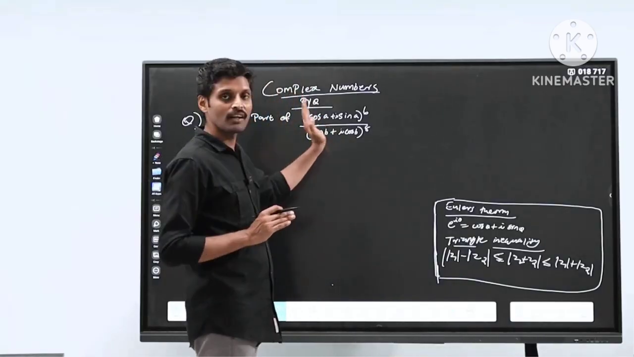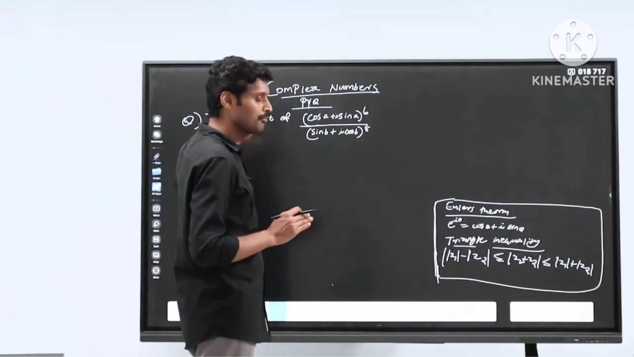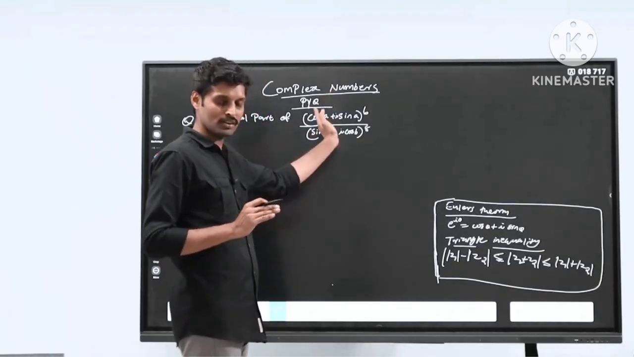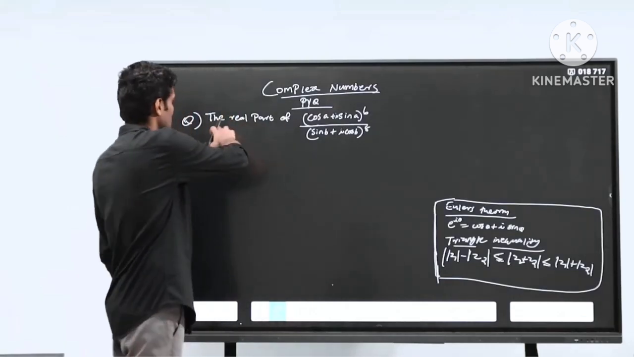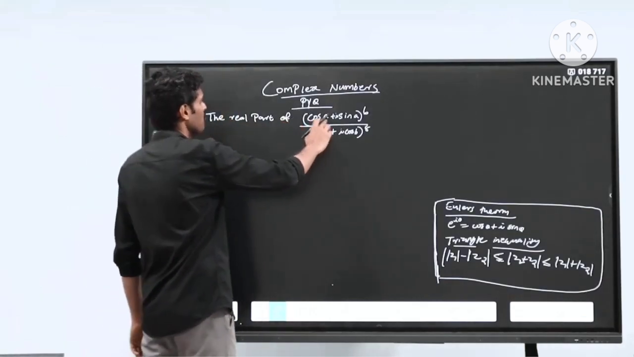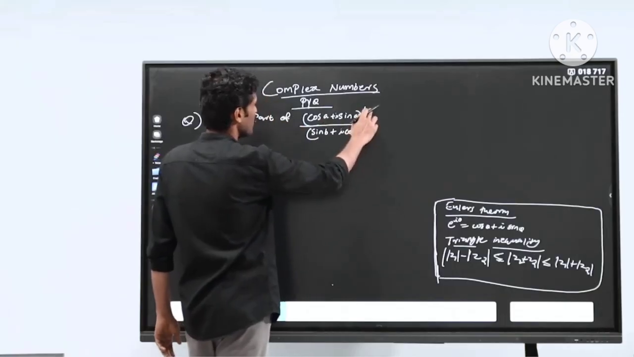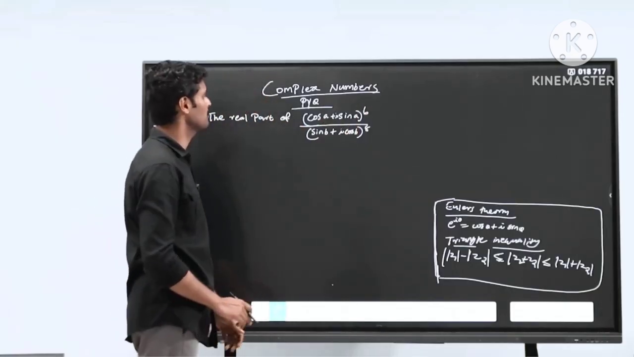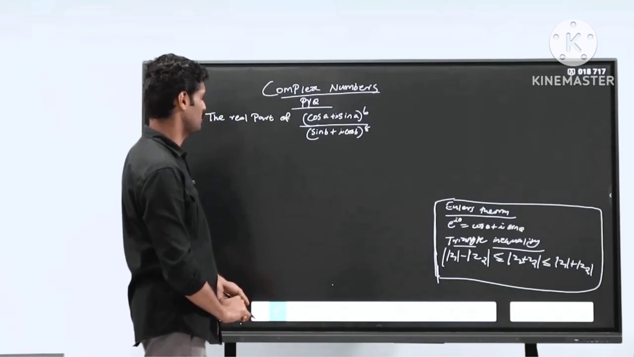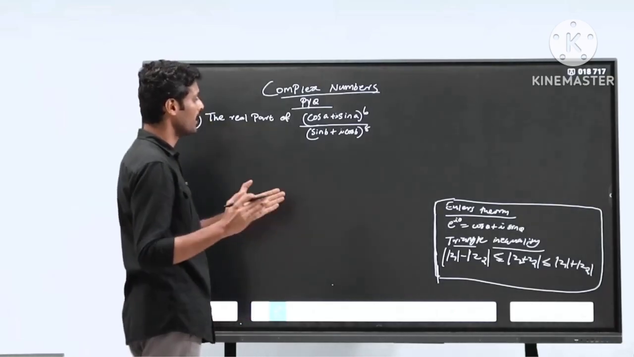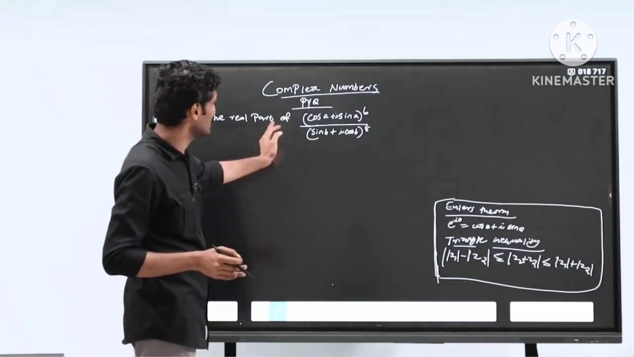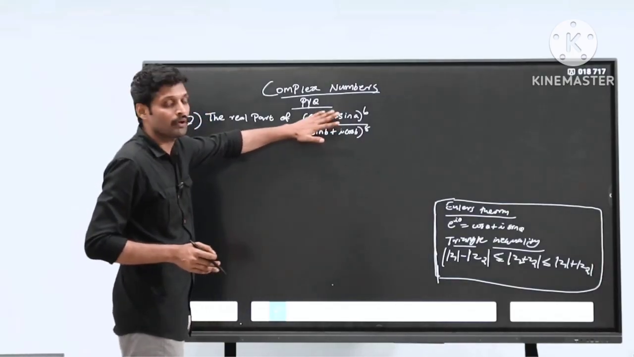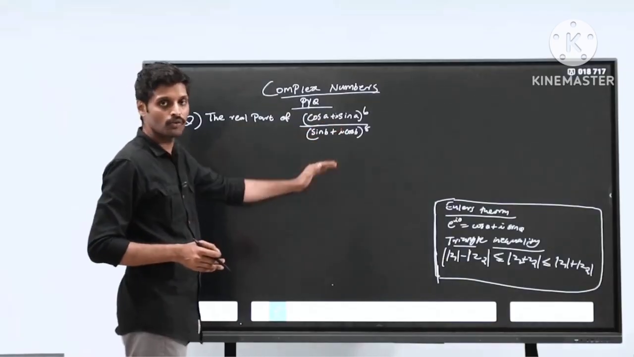The advanced level PYQ questions, some of them I will illustrate right here. So the first question is: the real part of (cos A plus i sin A) whole raised to 6 divided by (sin B plus i cos B) whole raised to 8. So we need to find out the real part. So what is the real part of this complex number? We need to find it out.